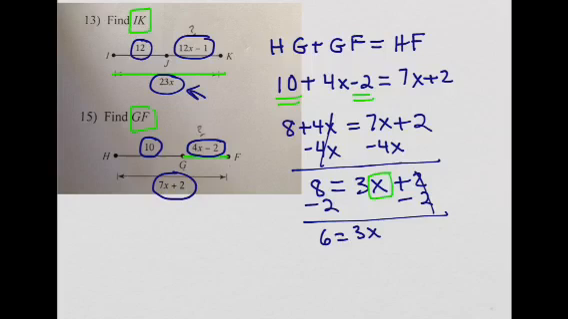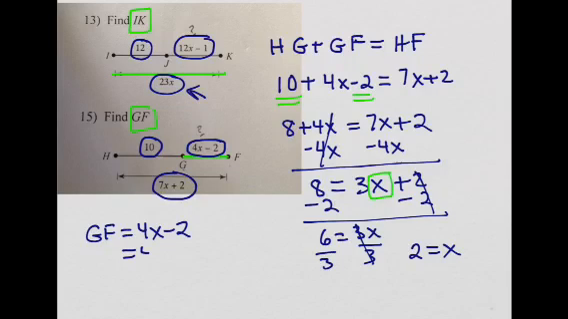Okay, I want x by itself, so I'm going to divide by 3. And that's going to be 2 equals x. But that's not what we're looking for, right? We're not looking for x. We need x to find the answer. But we're actually looking for GF. So GF is 4x minus 2. So that means we're going to substitute the 2 for the x. So that's going to be 8 minus 2, which is 6. So that's the answer.